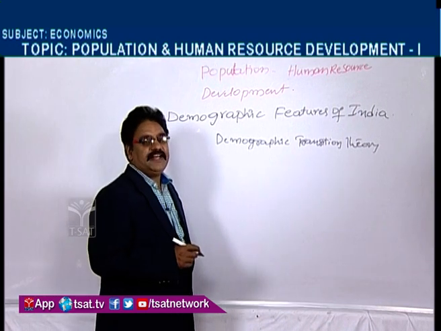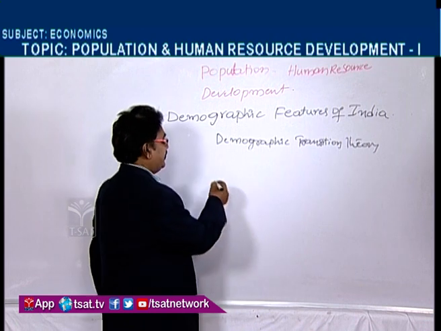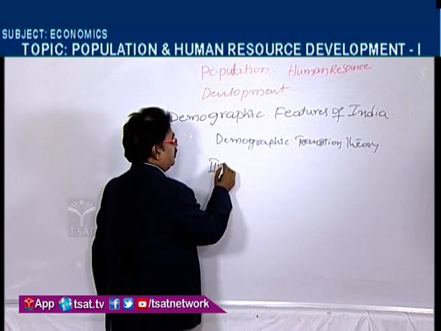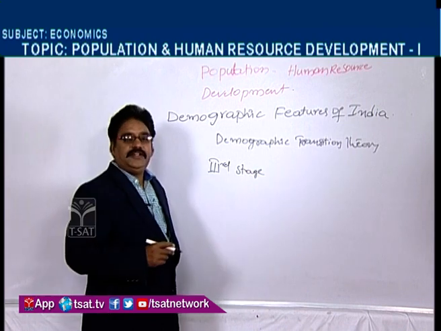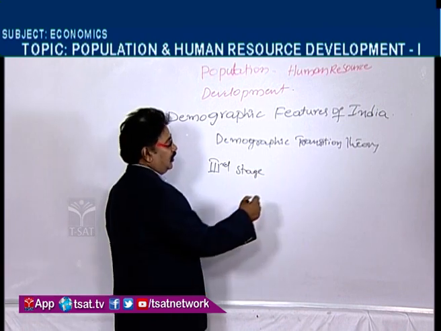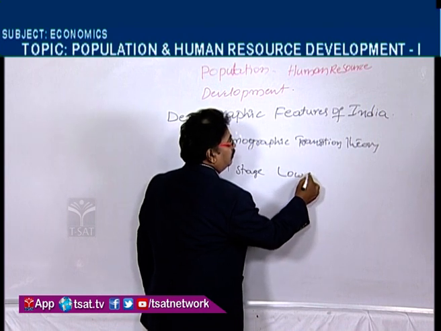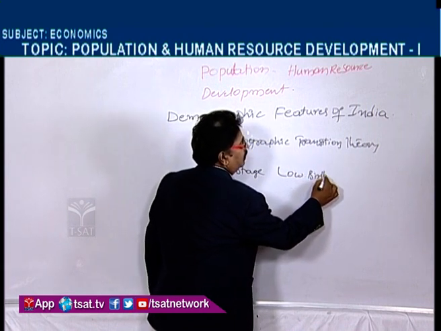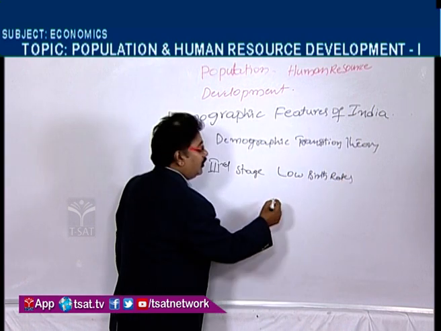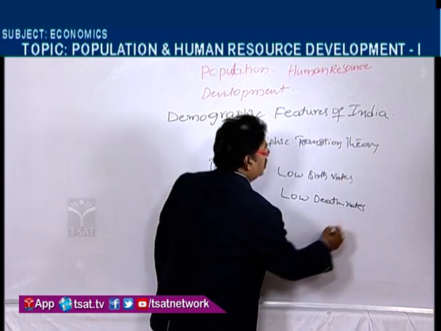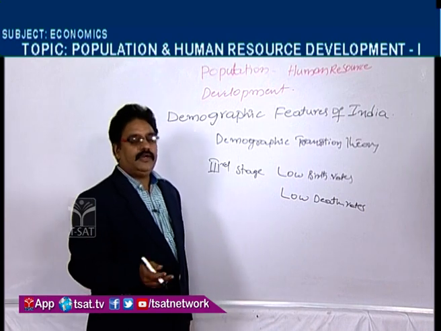According to the demographic transition theory, in the third stage we observe low birth rates followed by low death rates. Low birth rates followed by low death rates.